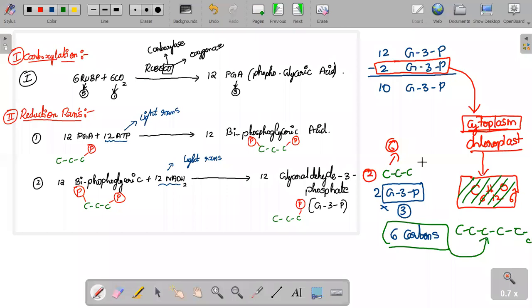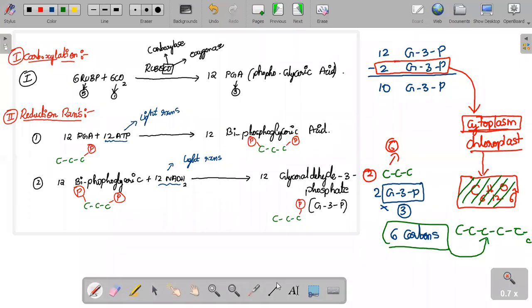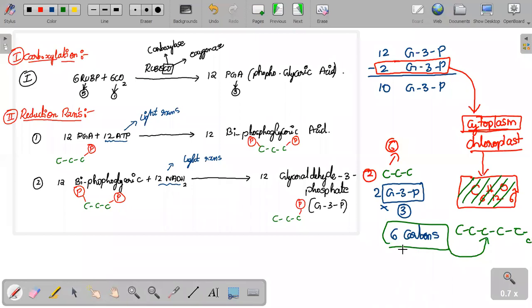Here comes a major important point. Everyone listen to me carefully. Seriously, this is the important point. Whatever these 6 carbons are there, these 6 carbons actually came from the respective carbon dioxide only. You have to keep that in mind. The 6 carbons of G3P, where did they come from? They actually came from the carbon dioxide only.